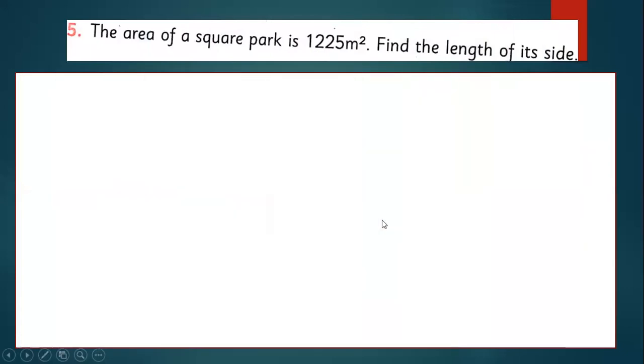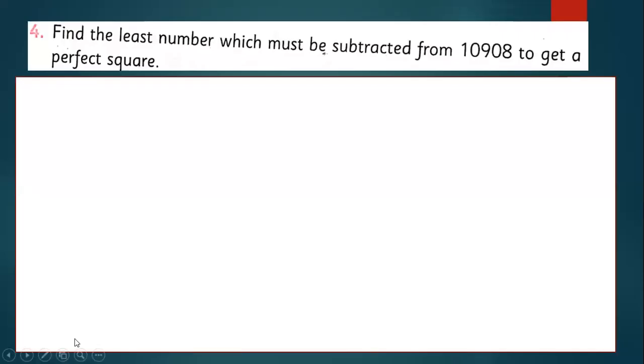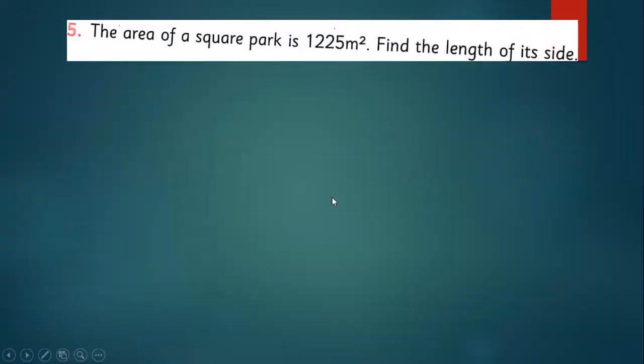Okay, now we have to do this question. That was question number 4, that we have done. And the question number 5. Let's do question number 5. The area of a square park is this. Find the length of its side.